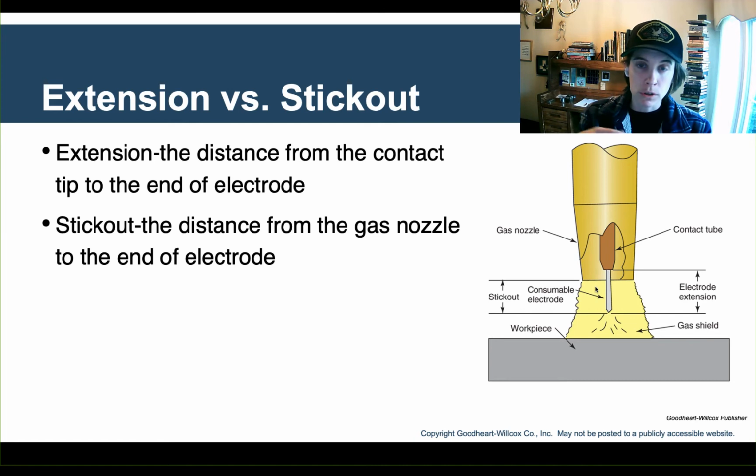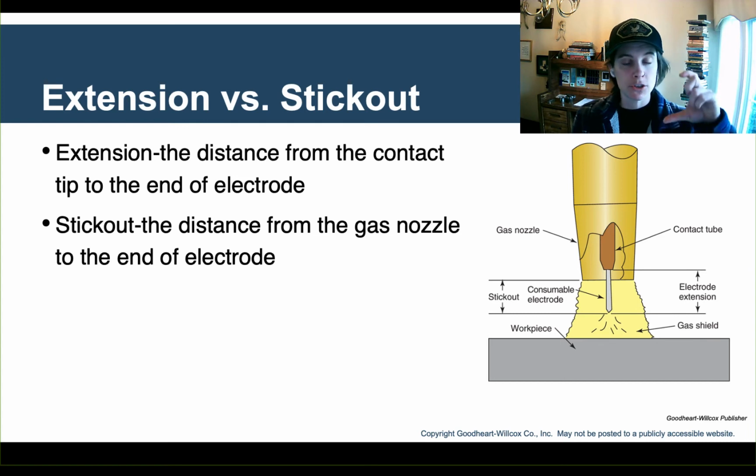Sometimes you'll look at the welder you're using, and on a lot of them the contact tip and the gas nozzle are flush. The gas nozzle doesn't come down past the contact tip, so you're not going to see a difference between extension and stick out. Some machines you will, and if you're looking at a welding procedure or some directions that talk about stick out or extension, you'll want to know that difference so you can get the right length. So stick out is the visible electrode. Extension is all the way from the contact tip to the end of the electrode.